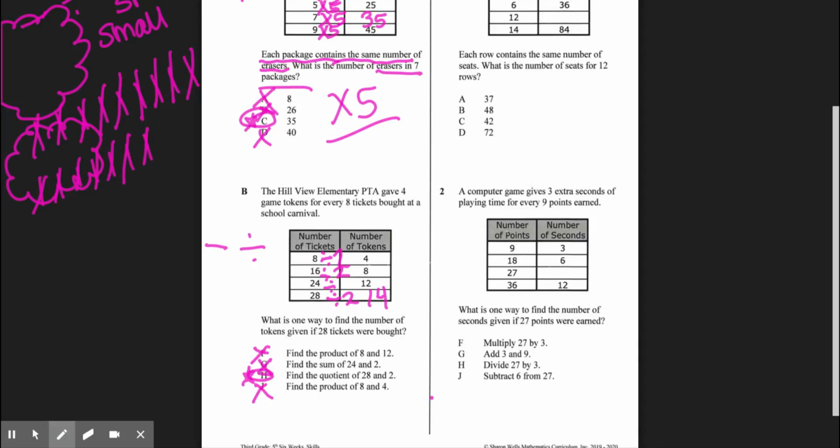All right, so use the information that you just got in the video to help you solve number 1 and number 2. Good luck.